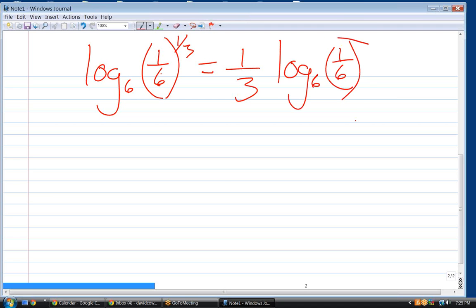Now let's work with this. Evaluate that. That means 6 to some x equals 1/6, right? Right. So what would x be?